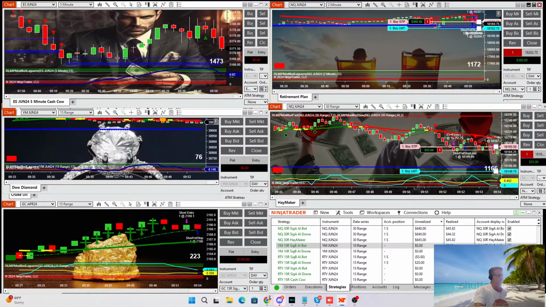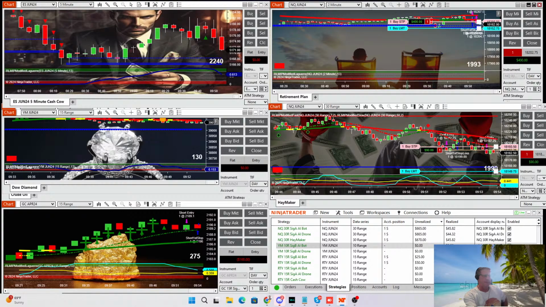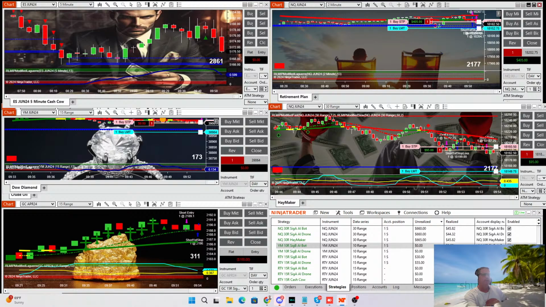Our signal A bot and drone on the 30 range is our top strategies. So maybe after this trade, we'll go ahead and I'll rotate those in to my Apex. Currently, I have all the accounts in SIM.